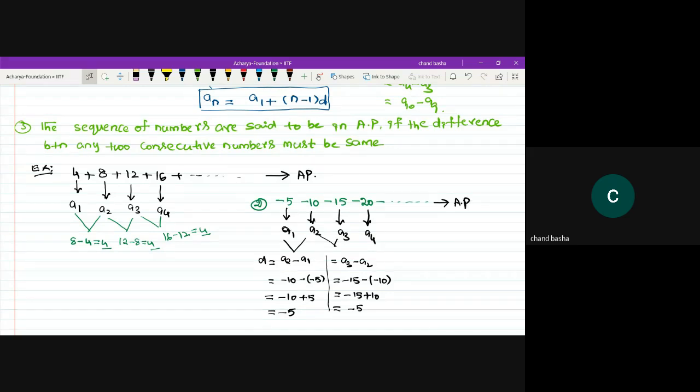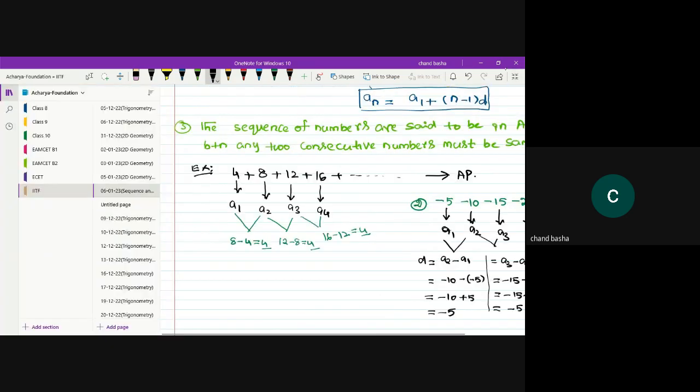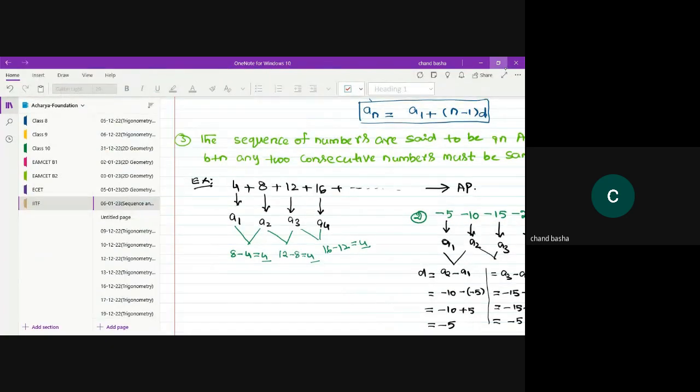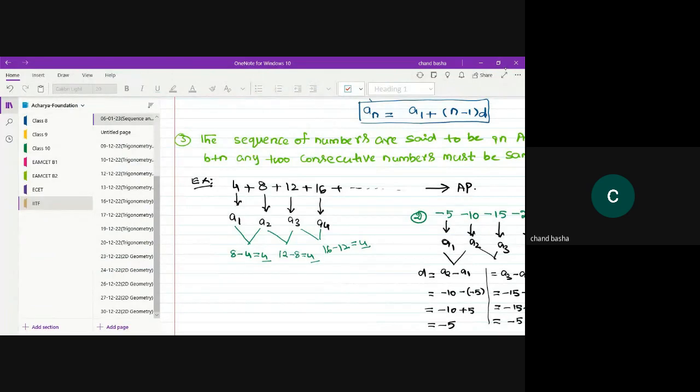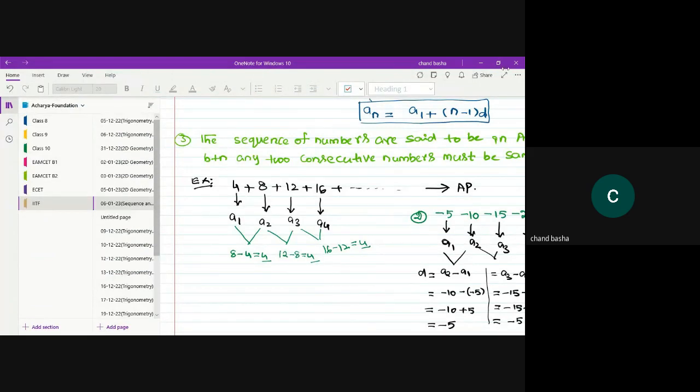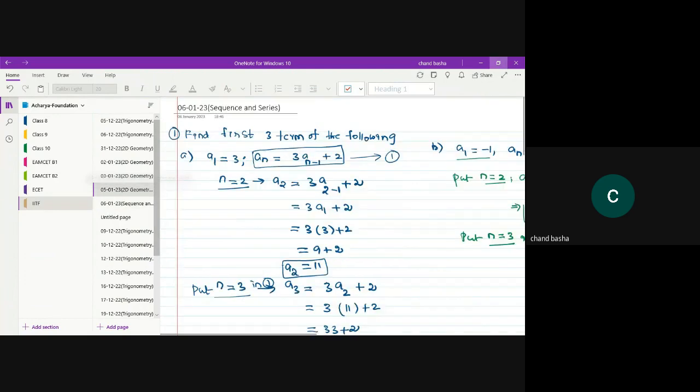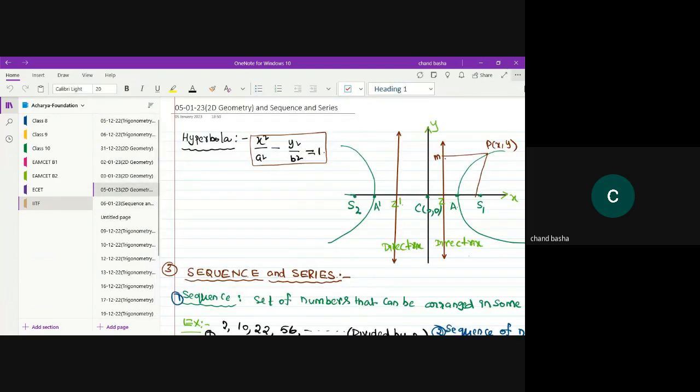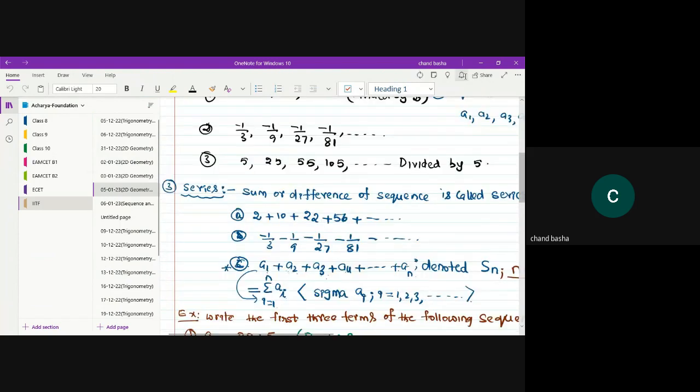Sir, what is meant by the sequence? Sequence means the difference is not common. And the series is what? Hope you can understand my point. Yesterday, what I discussed regarding sequence and series: the sum of the sequence is nothing but the series.